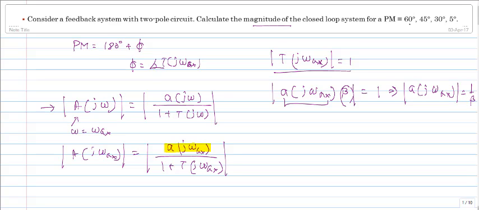Now let us see how to express this T of j omega gx. What is asked here is not the magnitude, so I cannot plug in this particular value over here. Why? Because it is 1 plus T of j omega, and this whole thing is surrounded by the magnitude. So I cannot directly substitute the magnitude of 1 in place of T of j omega gx, right?